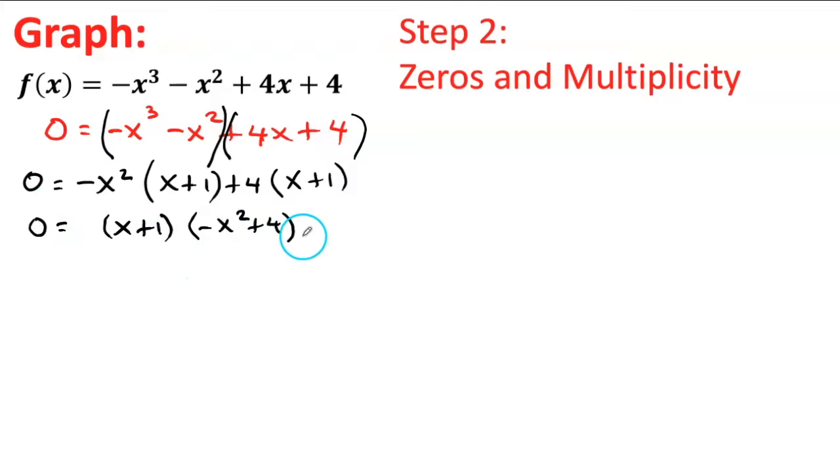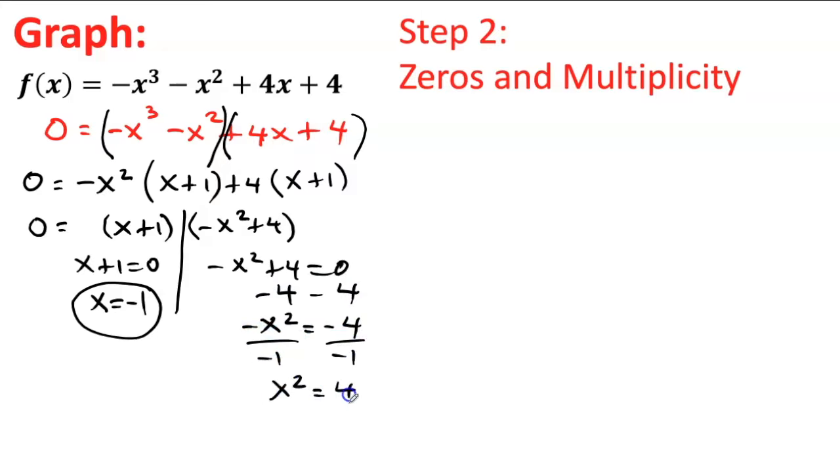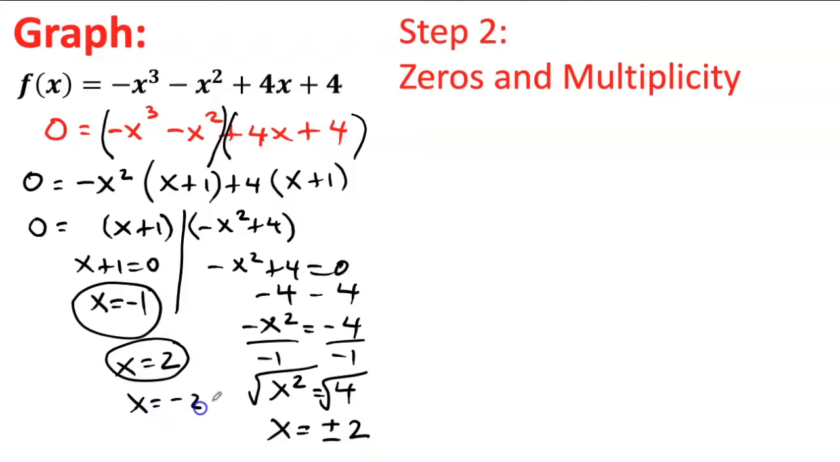Once I factor, I can keep factoring or just find the values of x. From here, x plus 1 equals 0, therefore x equals -1. And the other side, negative x squared plus 4 equals 0, minus 4, so negative x squared equals -4, divided by -1, x squared equals 4, and then square root. That means x is plus or minus 2. So I have x equals 2, and I have x equals -2, right?